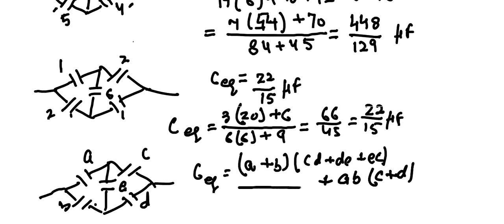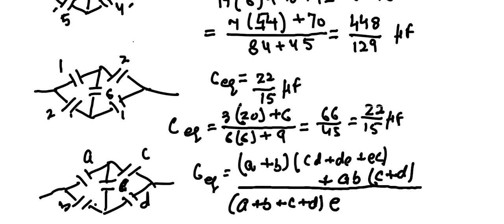and in the denominator what you will do, A plus B plus C plus D, and multiply this addition with the central one, that is E. I should correct this as E, plus AB plus BC plus CD plus AD. So using this formula you will get the exact answer.